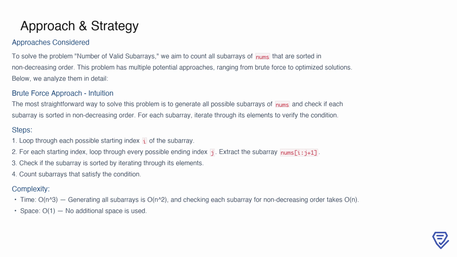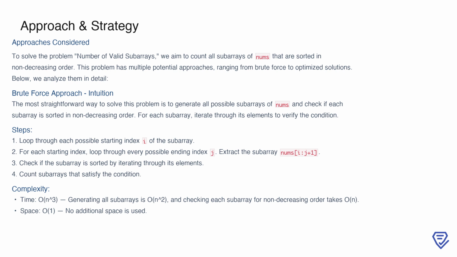can be considered. One of the most intuitive methods is the brute force approach. In this approach, we systematically generate all possible subarrays from the given array. For each subarray, we verify if the elements are sorted in non-decreasing order. This involves looping through every starting index of the subarray, then looping again for every possible ending index. For each combination, we extract the subarray and check its order by iterating through its elements. If the subarray meets the condition, we count it as valid.